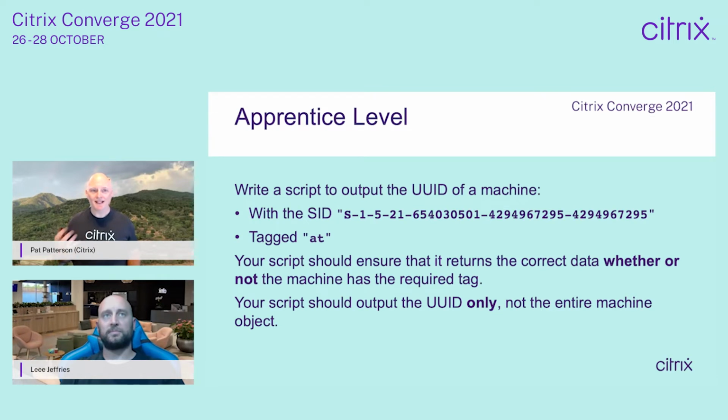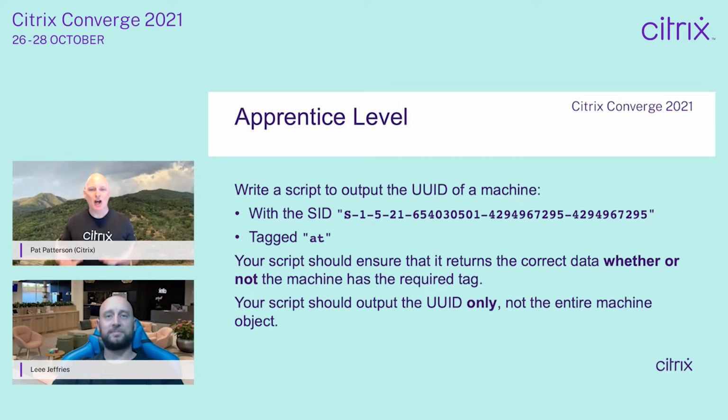Now, this apprentice challenge, this should be pretty straightforward, right, Lee? I think so, Pat. We want you to write a script to output the UUID of a machine. So that's that long string with the hyphens in. It's not like the one that's on screen, that's a SID. But we want you to write a script to output the UUID of a machine with a particular SID. So the wrinkle is that you've got to check that that machine has a particular tag.